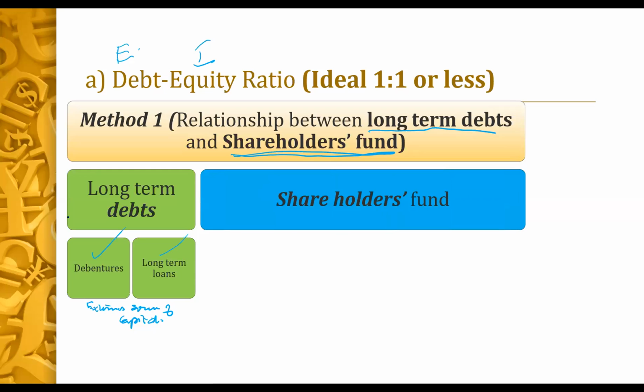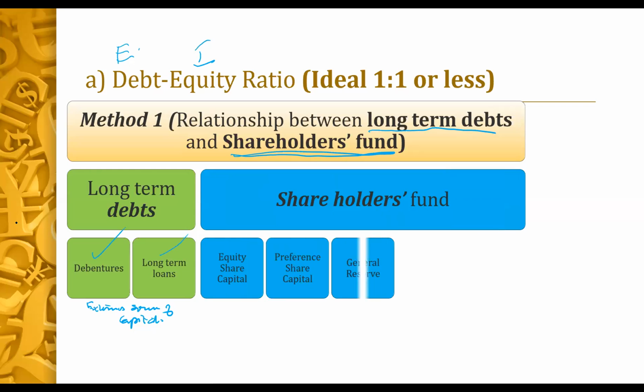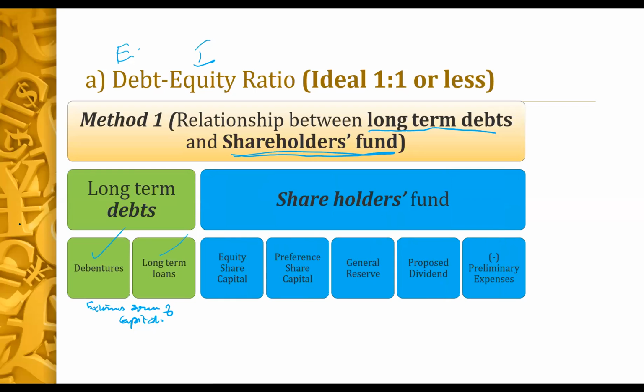Now, second one, shareholders fund. Once again, tell me, what are the components? Equity share capital, preference share capital, reserves, proposed dividend. Profit and loss is also there. It will come in general reserve, P&L account. And while computing this debt equity ratio, one thing you have to keep in mind is that you will always be given a balance sheet, and if there is any preliminary expenses, it should be reduced from shareholders fund. What is the reason? What is preliminary expense?